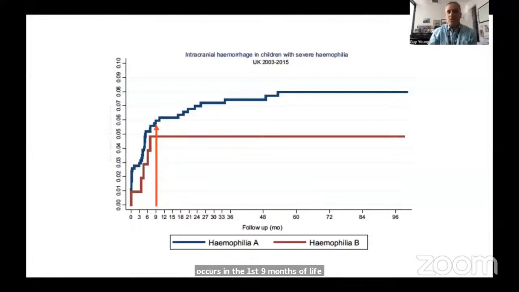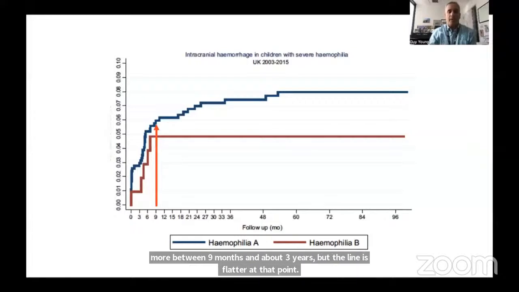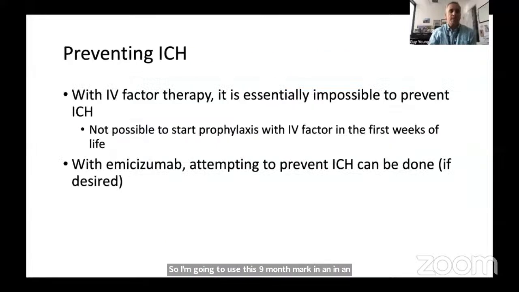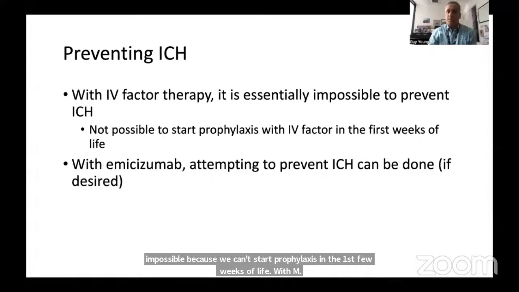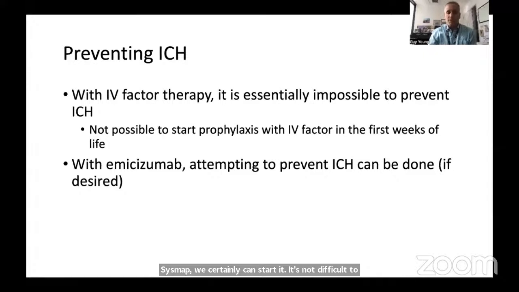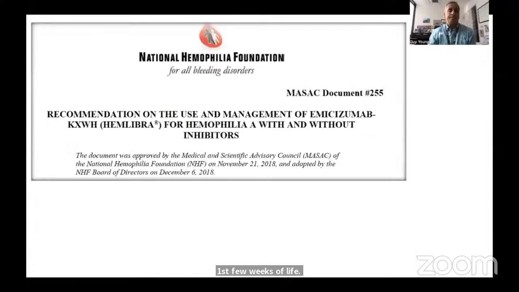So this figure tells you that intracranial hemorrhage, when it does occur, occurs mostly before 9 months of age. There is a little bit more between 9 months and about 3 years, but the line is flatter at that point. So I'm going to use this 9-month mark in an algorithm I'll show you soon. Now, with IV factor, as I mentioned, it's really impossible because we can't start prophylaxis in the first few weeks of life. With emicizumab, we certainly can start it. It's not difficult to do subcutaneous infusions in very young children, even the first few weeks of life. So we could at least attempt to prevent intracranial hemorrhage if it's desired.